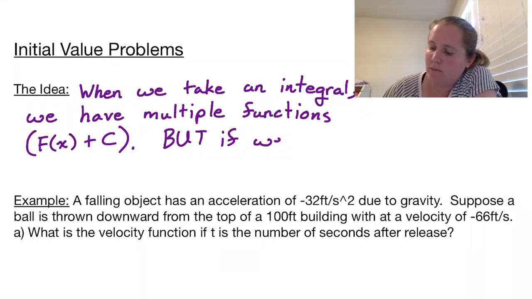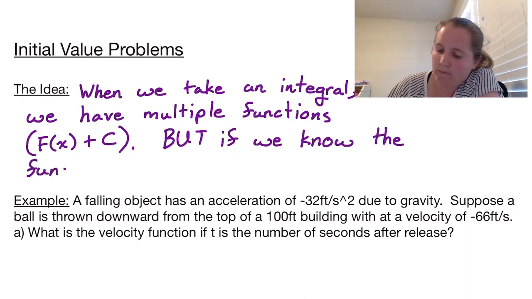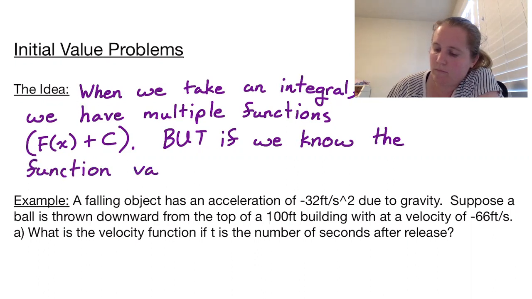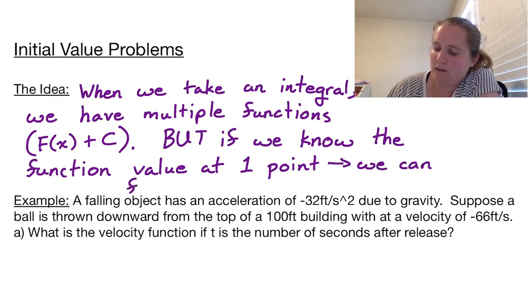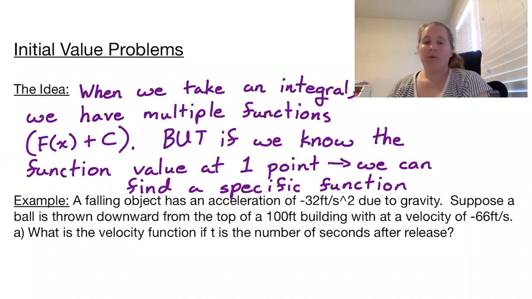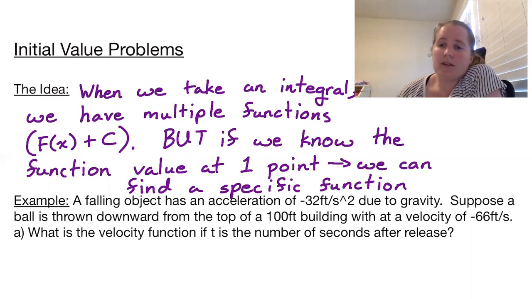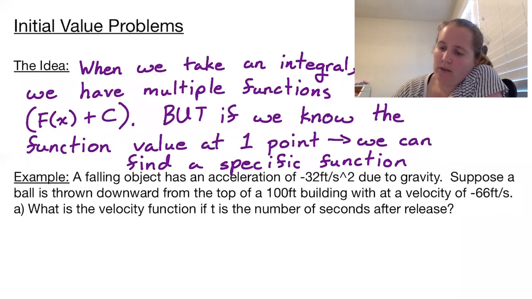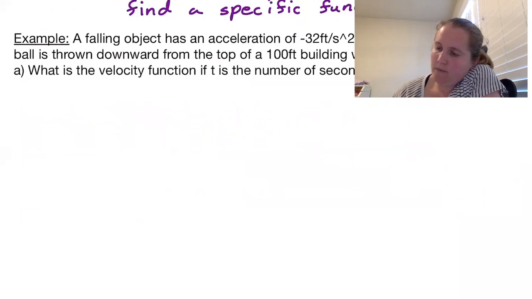So if we know the function value at one point, then we can find a specific function. So we're going to take an example in context. We're going to use the acceleration, velocity, and displacement or position that we've worked with before. So in this problem, I'm going to just give myself a little more space so we're not just right on top of things. All right.